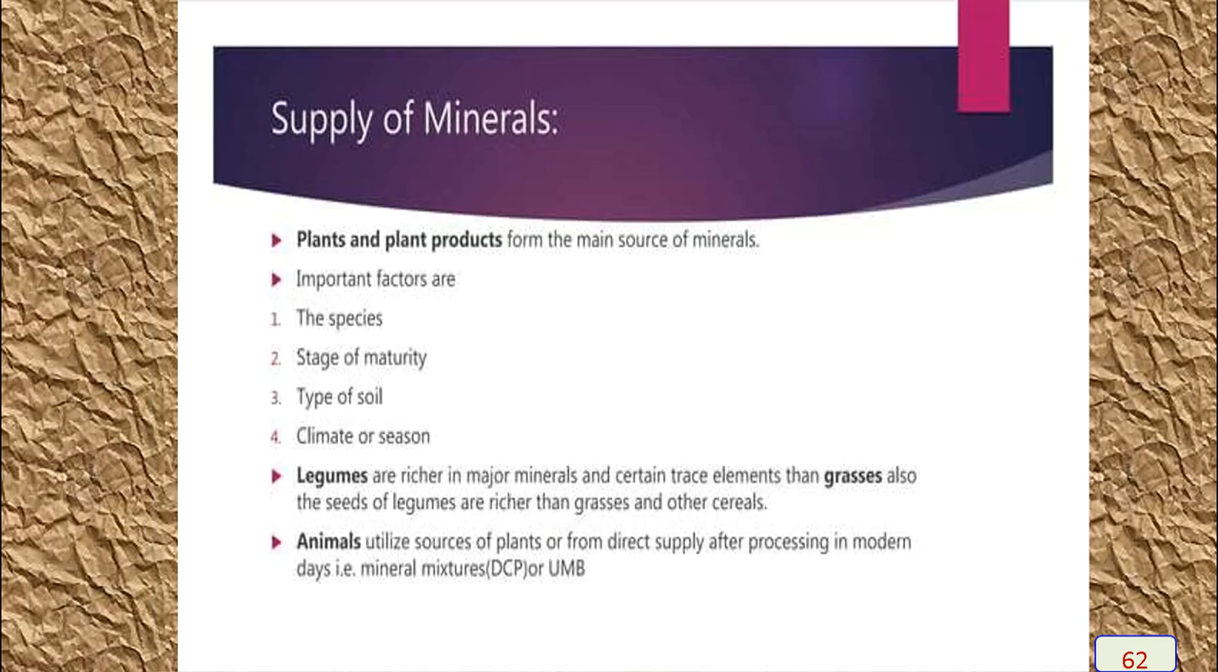Then supply of the mineral is one of the tough tasks, but nowadays it has become a routine. Leguminous plants are richer in major minerals and contain some quantity of calcium, which may not be sufficient for the cattle to cope with both the body maintenance and also the pregnancy. Animals utilize plant sources from direct supply, and after processing in modern days, that is mineral mixtures.